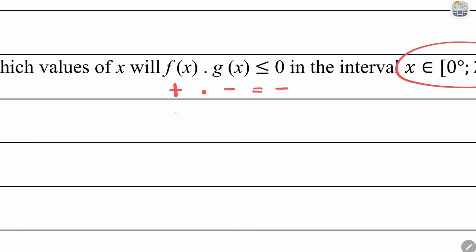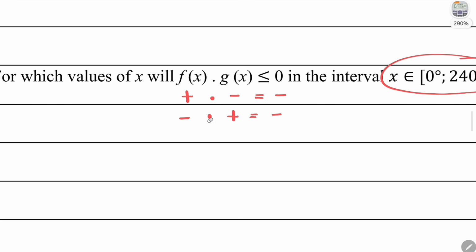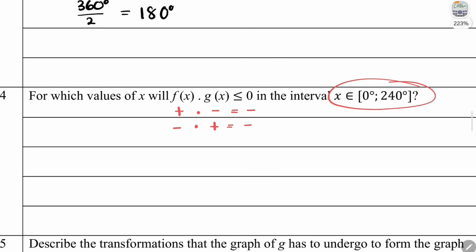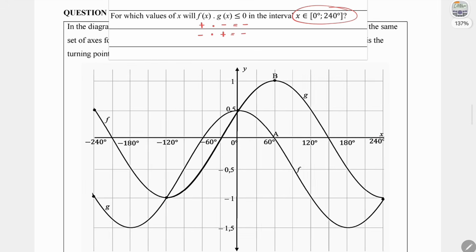Or it could be a situation where f is negative and g is positive, and then they give us a negative value. In both cases, we can also consider places where they are actually equal to 0. So let's go ahead and see if we can see any of these on our graph. Looking at our graph from 0 to 240 degrees.